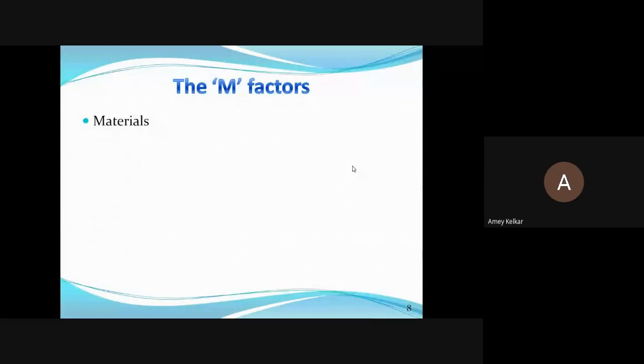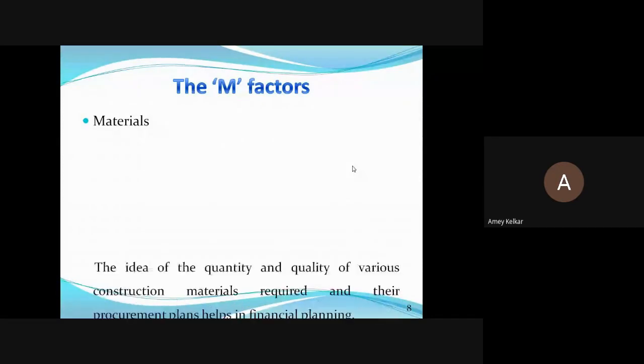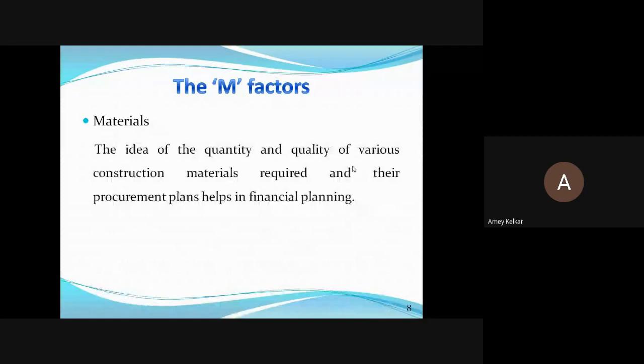So with this, I am putting up a point saying that the idea of quantity and quality of various construction materials required and their procurement plan helps in financial planning. For any material, when you know that it is required, you should have a plan: from where you will be purchasing, in how much quantity, and what quality. That makes your financial planning efficient.